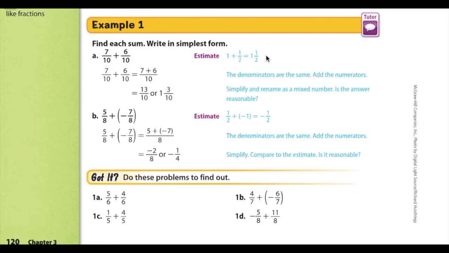For example 1 at the bottom of the page, look through the two examples. Nothing new on letter A. 7 plus 6 is 13. Keep the same denominator, 10. Pretty easy. We will introduce some negative fractions here, so as long as we have the common denominator, make sure to assign that negative number to the numerator. So we have 5 plus negative 7 over 8, which is negative 2 over 8, which reduces to negative 1/4.